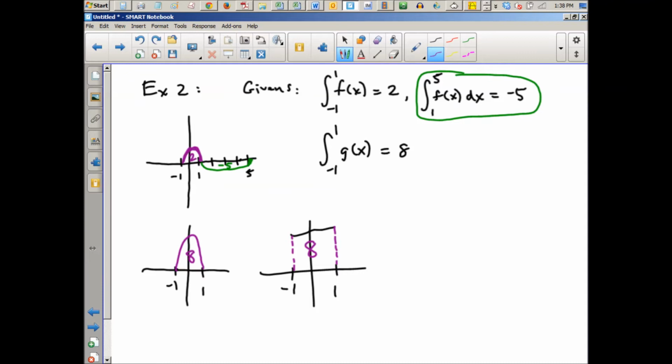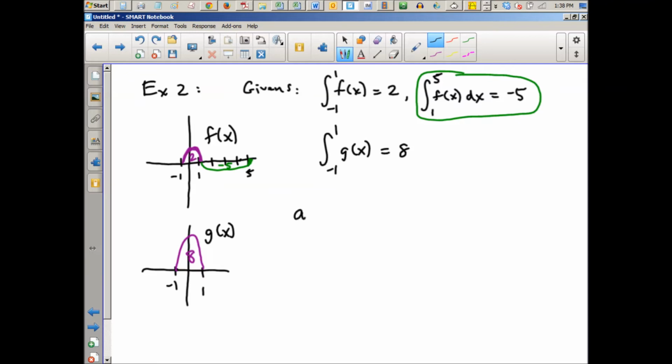I'm done. Okay, I'm going to go with my first drawing there, just because I feel like it. But you can use that second picture if you prefer. But this is the function g, so this is g of x, and this is f of x. Okay, now let's see if we can use our pictures to get through the math here.